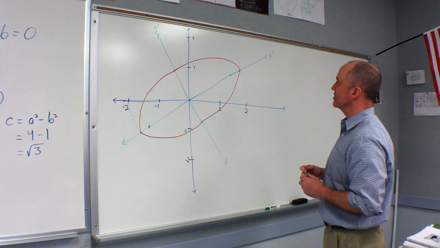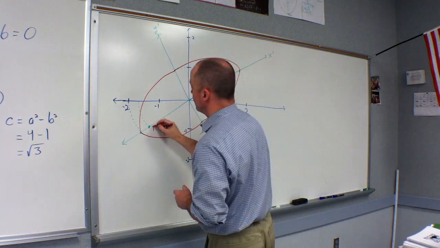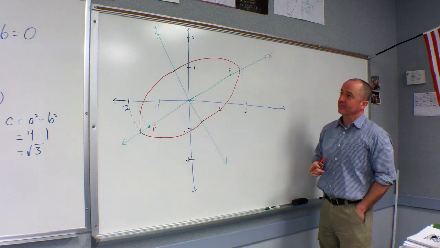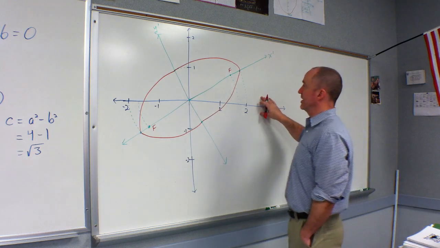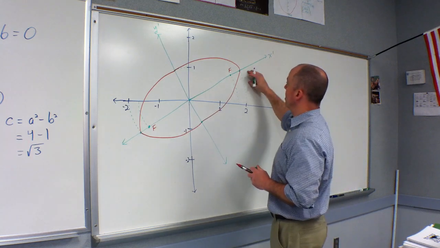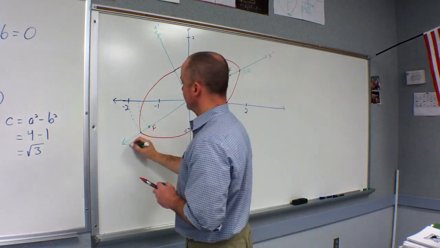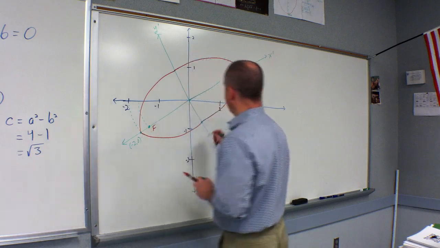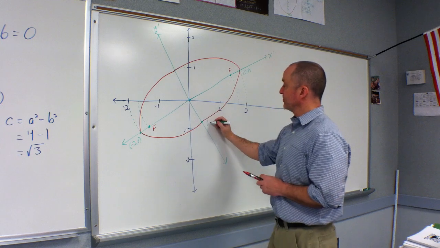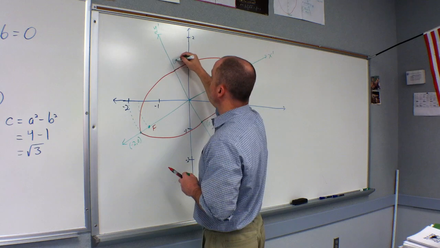So here I have my vertices. I'll label my foci. I won't ask you to label where these 4 points are on the standard coordinate plane. On the new x prime axis, this is the point 2, 0, and this is negative 2, 0, and this is, what is this? 0, negative 1, and that's 0, 1.